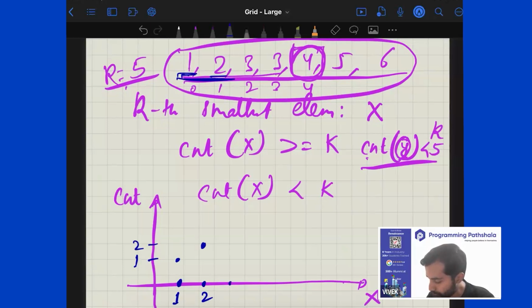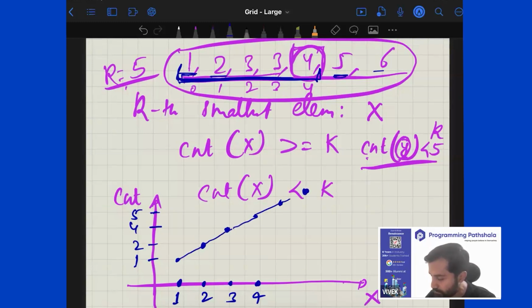x equals 3. How many elements are smaller than or equal to 3? 4 of them. So here at 3, the value would be 4. x equals 4. At x equals 4, what will be the count? How many elements are smaller than or equal to 4? There are 5 of those. Let's say this point was 5. Similarly, at x equals 5, how many elements are smaller than or equal to 5? 6 of them. And how many elements are smaller than or equal to 6? 7 of them.